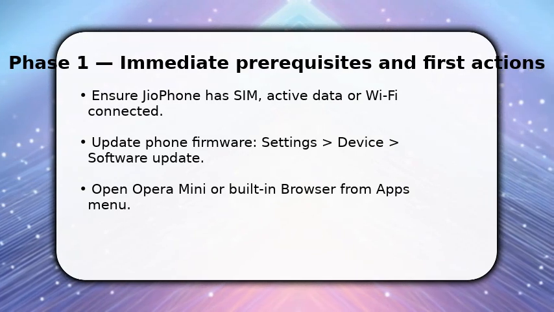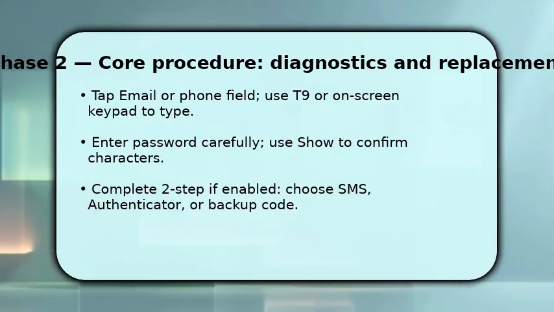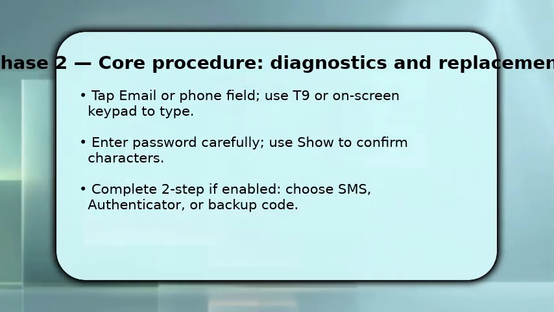You now type your Google email or phone number using the keypad. Take your time with T9 or the on-screen keys so you avoid mistakes. After tapping Next, enter your password and optionally tap Show to verify each character.